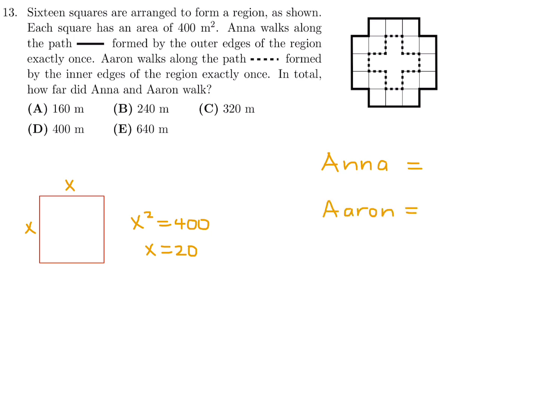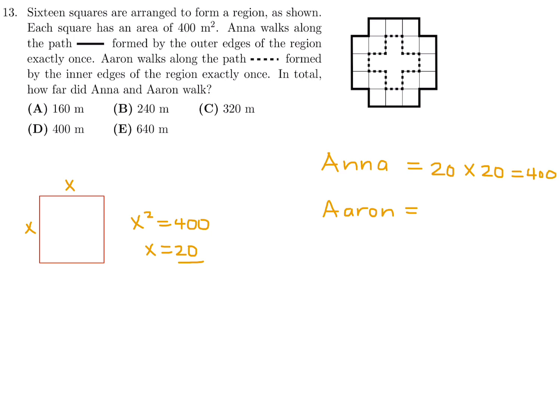So for Anna, it's going to be 1, 2, 3, 4, 5, 6, 7, 8, 9, 10, 11, 12, 13, 14, 15, 16, 17, 18, 19, 20. So 20. And each of those has a length of 20. So her path is a total of 400 meters.